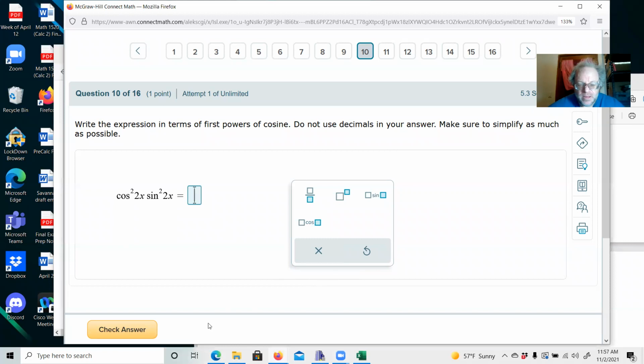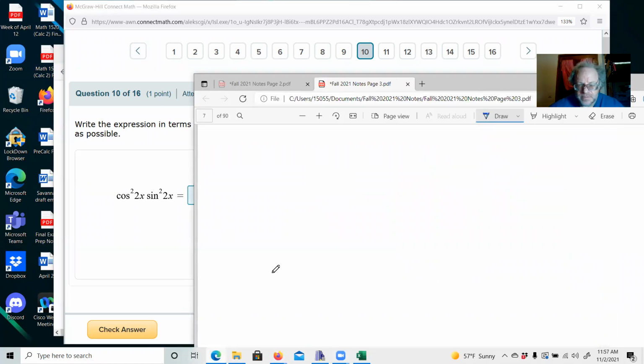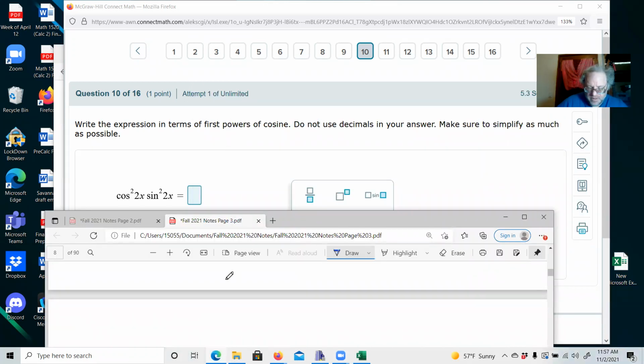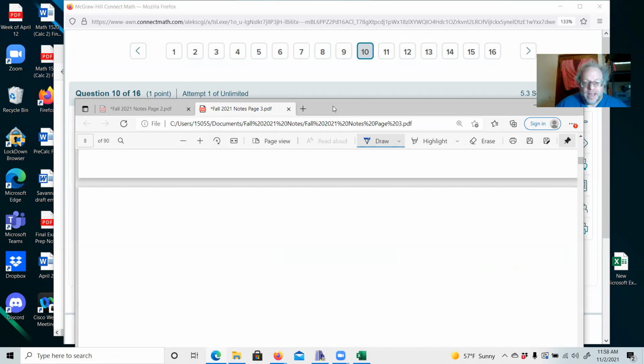Okay, so here we go. This is one of my favorite problems that I would give to Calc 2 people, because you're going to do calculus on something like this and you have to be able to simplify it. It's just the way that is. So let's see here. We have cosine squared of 2x times sine squared of 2x. All right. Now we have power reduction formulas.